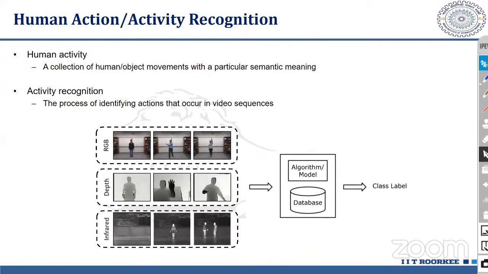So can I write an algorithm, and then find out what are all the frames where the person is throwing the ball? Or in a cricket match, what are all the frames where the batsman is hitting sixes? These are all called human action or activity recognition. And how do you categorize these?